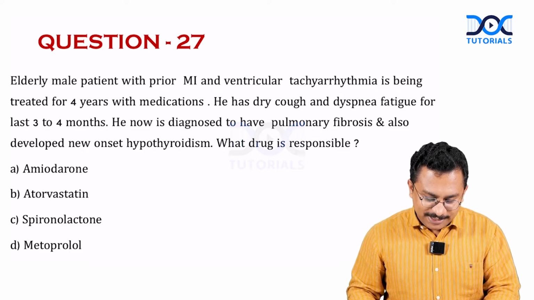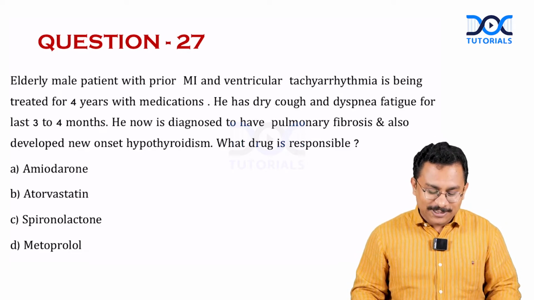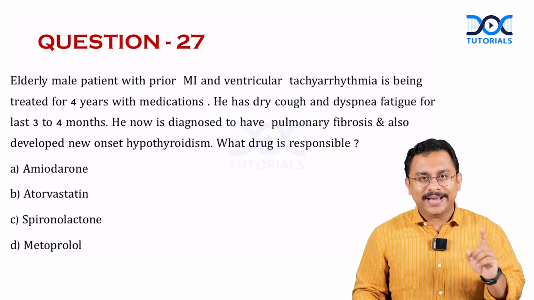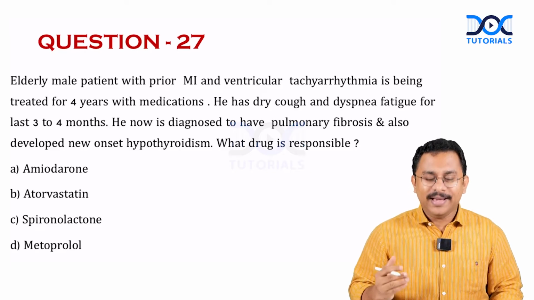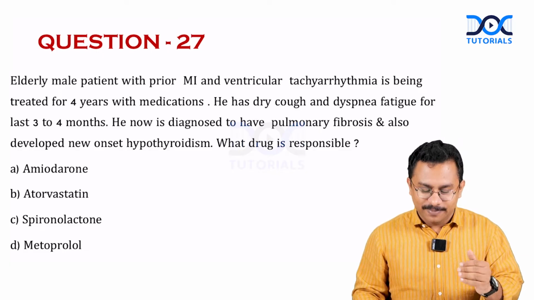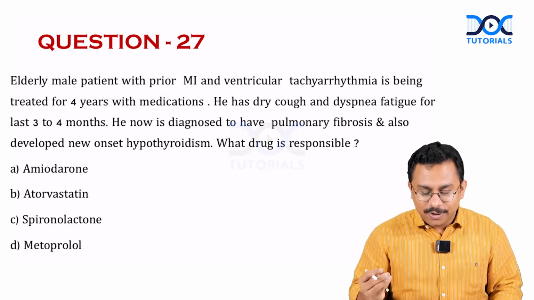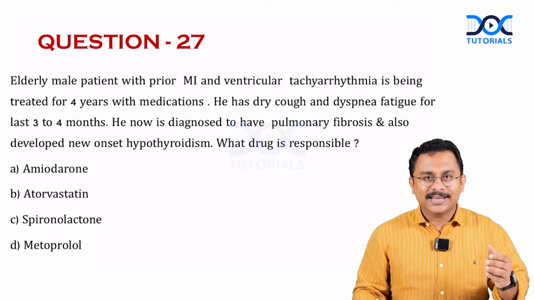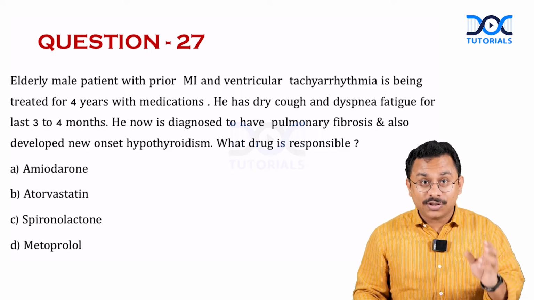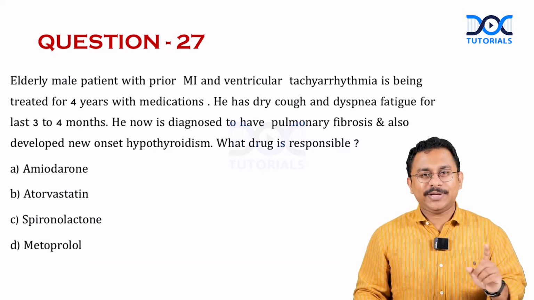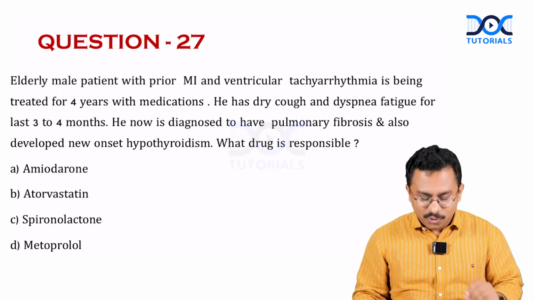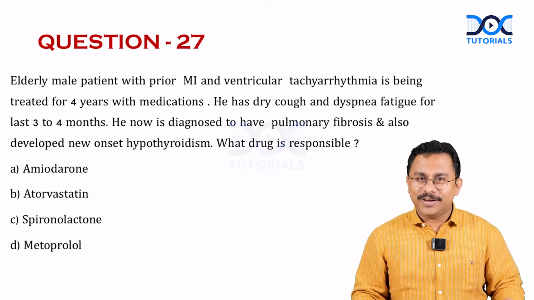Again, a question which integrates medicine with pharmacology. It's regarding an elderly male patient with a prior history of myocardial infarction and ventricular tachyarrhythmia, being treated for the last 4 years with medications. He is having dry cough, dyspnea and fatigue for the last 3 to 4 months, and is diagnosed to have pulmonary fibrosis and also developed new onset hypothyroidism. What drug is responsible? Is it amiodarone, atorvastatin, spironolactone, or metoprolol?